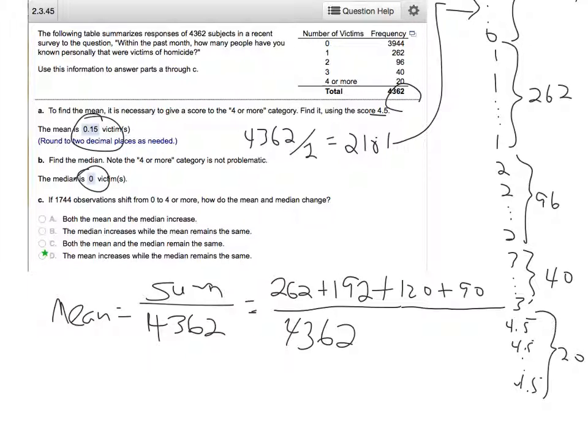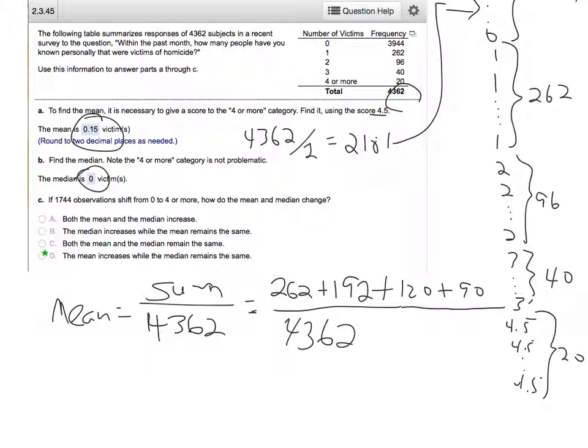This last question: if a whole bunch of data, 1,744 observations, shift from the 0 category to the 4 or more category, how does everything change? So you can just literally do that. It's just going to change these numbers. The number of 0 entries is going to be 1,744 less of those, and you're going to put 1,744 more of these things on here. But it's very easy just by changing the 20 and the 0 to the other numbers. It's easy just to do the calculations again.